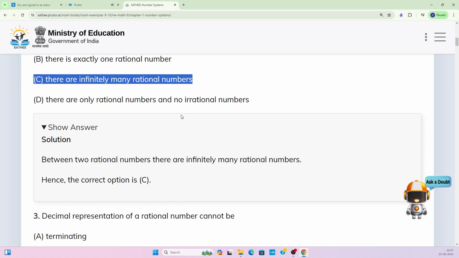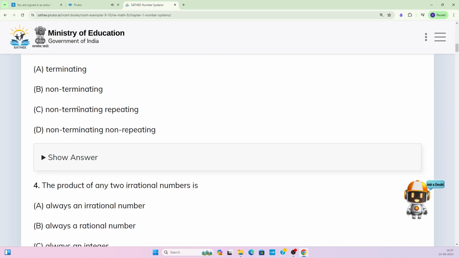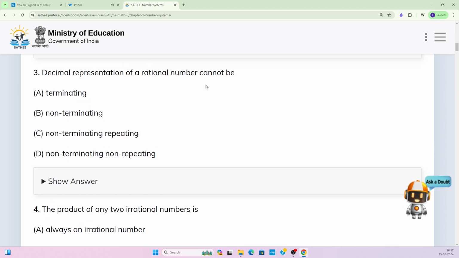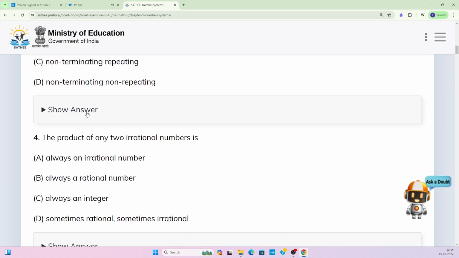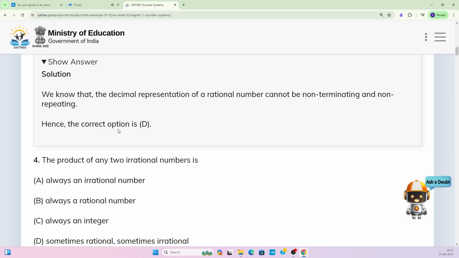In the next problem, we have: the decimal representation of a rational number cannot be terminating, non-terminating repeating, or non-terminating non-repeating. Okay, so which option is correct? We know that the decimal representation of a rational number cannot be non-terminating, non-repeating.